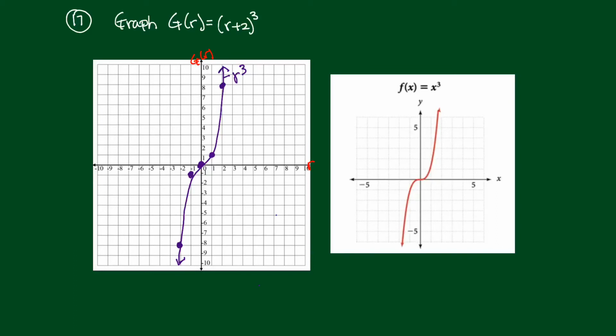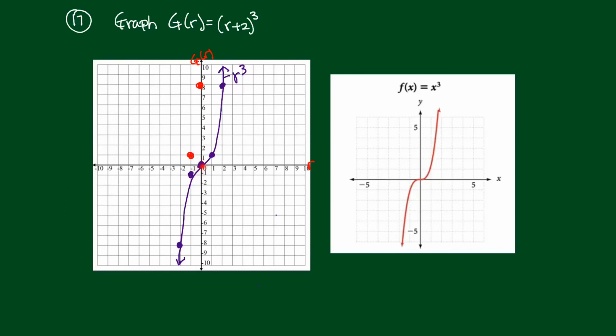Now what do I want to do? I want to shift this graph 2 units to the left. So I'm going to look at each one of these points and just move it over 2 to the left, and then draw a curve through those. Let's start up here at the top right. I'll start at this one. I'm going to move it 2 to the left. That'll give me this one. Then I'll go down here. I'll move this 2 to the left. That'll put me right here.